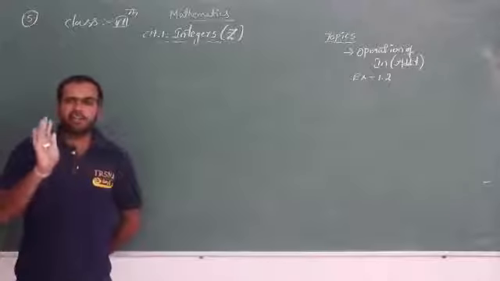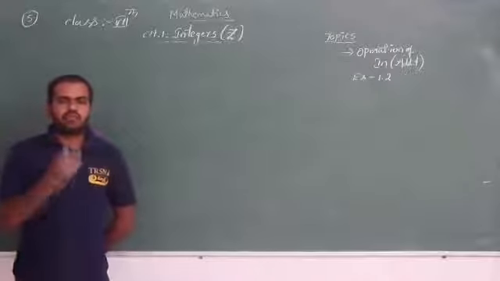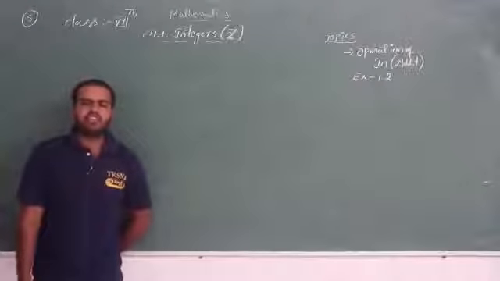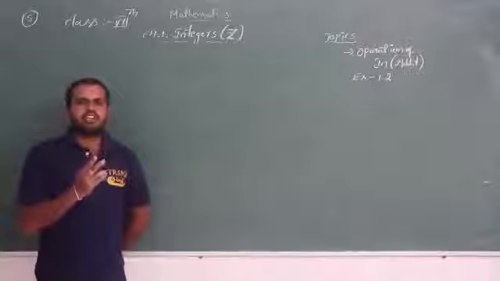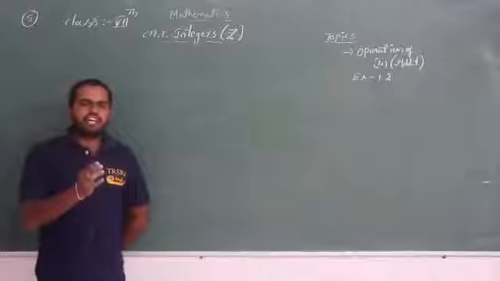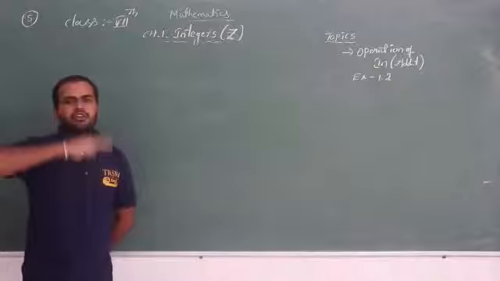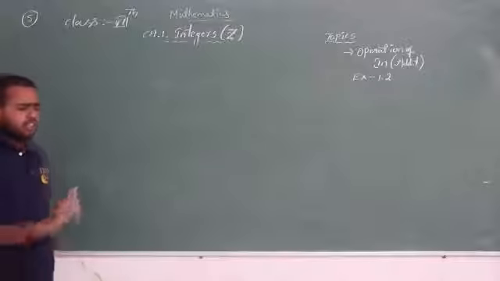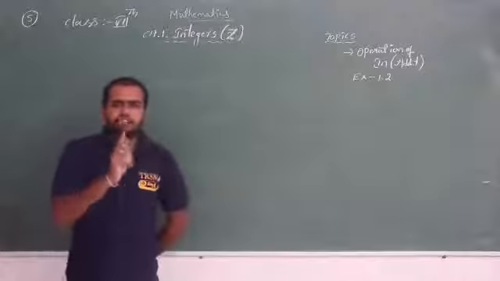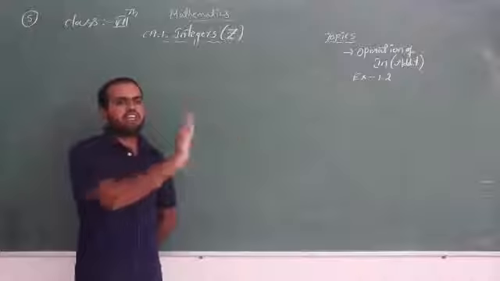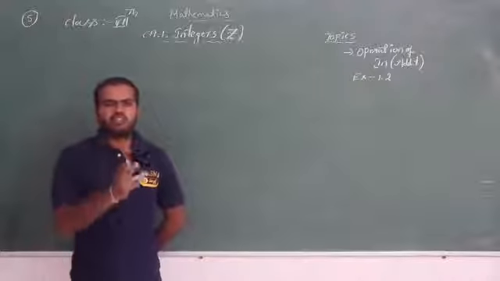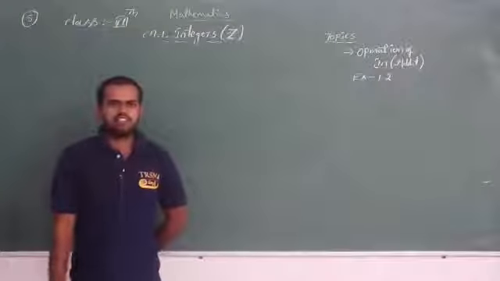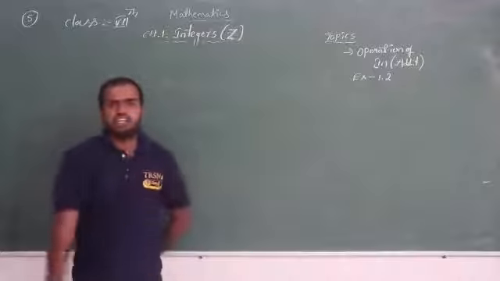We also know how to add on the number line, and we discussed two important points. Whenever we add a positive integer, we move to the right side on the number line. Whenever we add a negative integer, we move to the left side on the number line. These are the two very important points we discussed in the last class.